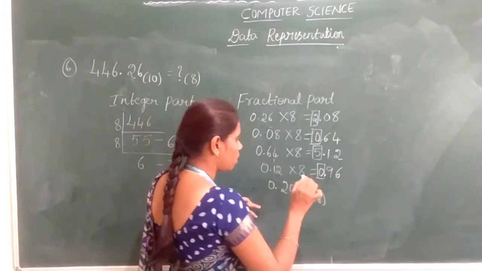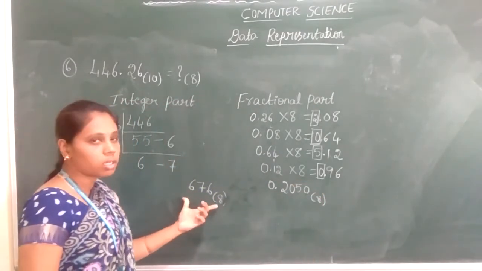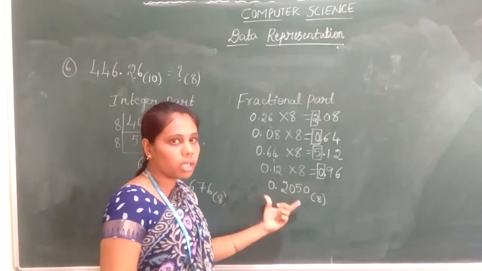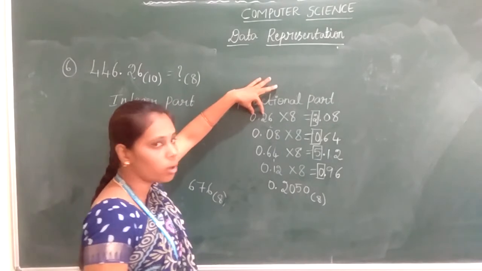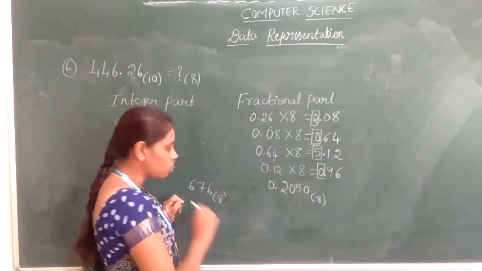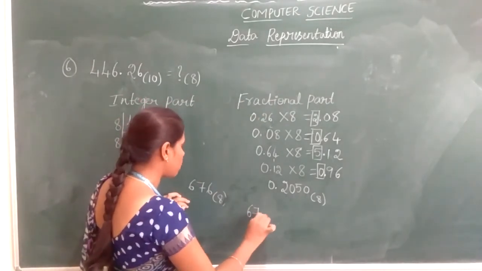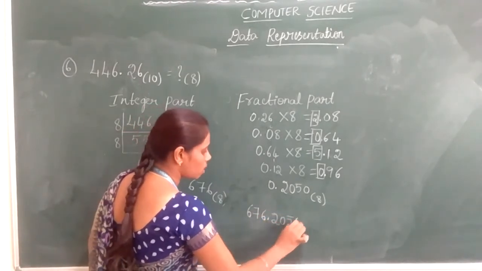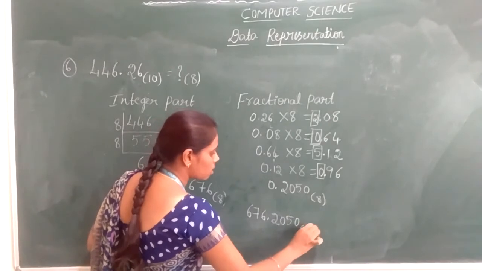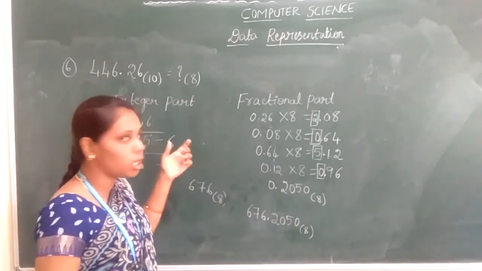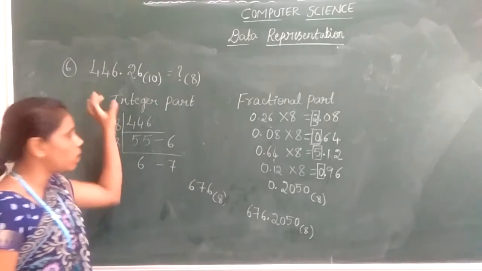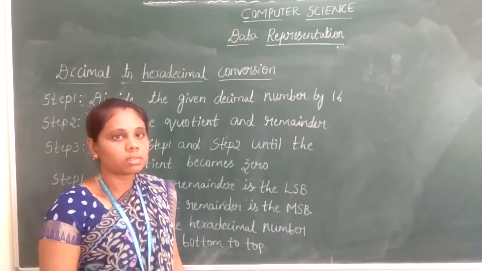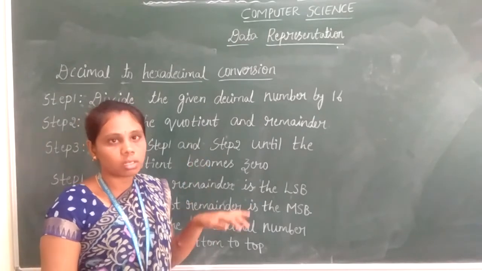Put 0.2050 base 8. Now this is the octal equivalent value for the fractional part 0.26, and the previous one is the octal equivalent value for the integer part 446. Now combine these two together, that is 676.2050 base 8. So this is how we need to perform the conversion when we have both an integer part and a fractional part. That is about decimal to octal conversion.